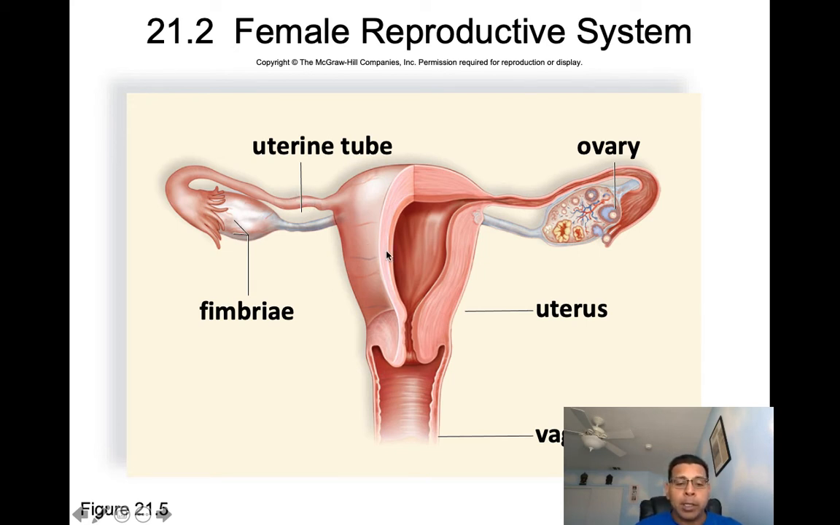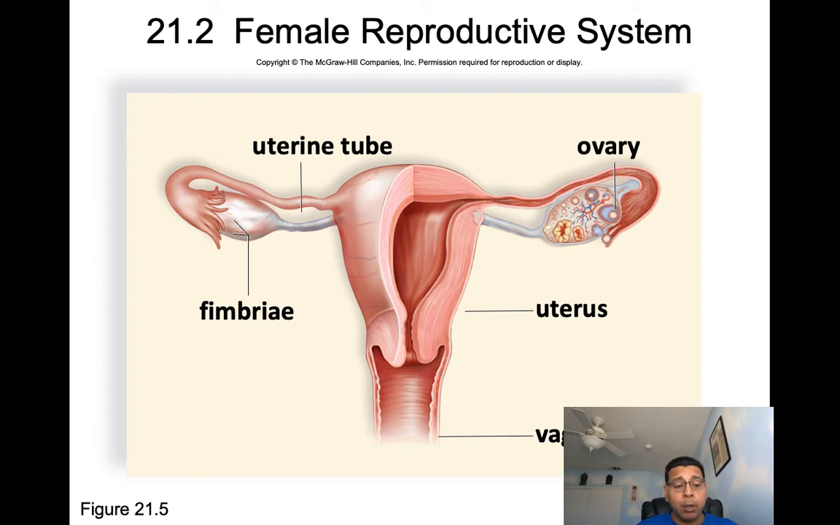The uterus is the next organ. It has a thick wall, which you can see here very well. It's a thick-walled muscular organ about the size and shape of an inverted pear. The oviducts, the fallopian tubes, join the uterus at its upper end, while at its lower end we have the cervix. The cervix connects with the vagina.